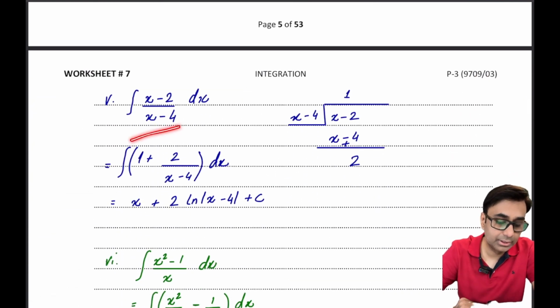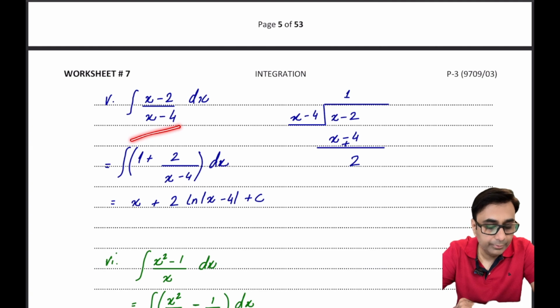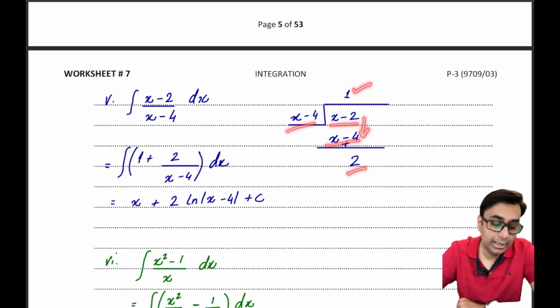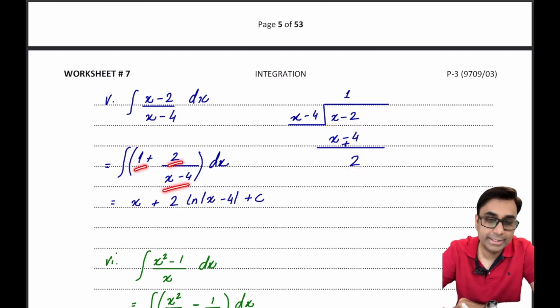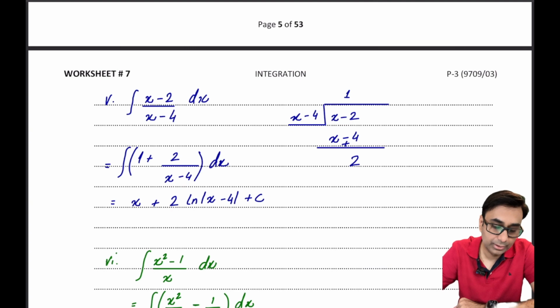Similarly, if you look at this particular example, you can't directly integrate it because you have a function in the numerator. So you will see that they have equal degrees, and then you have to simplify it by using divisibility. So I divided x minus 2 by x minus 4. 1 times x minus 4, I subtracted it, I got 2, and this becomes 1 plus 2 upon x minus 4. And once I would be able to identify that 1 integrates as x and 2 upon x minus 4 becomes 2 ln x minus 4. So that is going to be my integral.